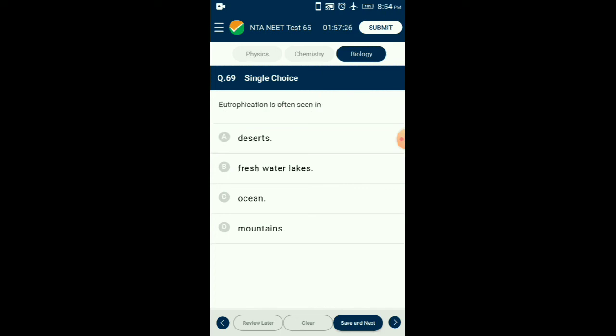Question number 69. Eutrophication is often seen in freshwater lakes. The main causes of eutrophication in these water systems are sediments and thermal stratification, with agricultural runoff from fertilizers and manure containing nitrates and phosphates, and discharge of partially treated or untreated sewage or phosphate containing detergents. So the answer is option B, freshwater lakes.